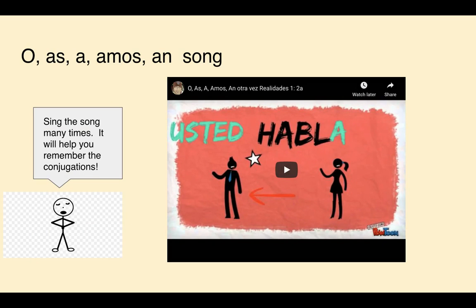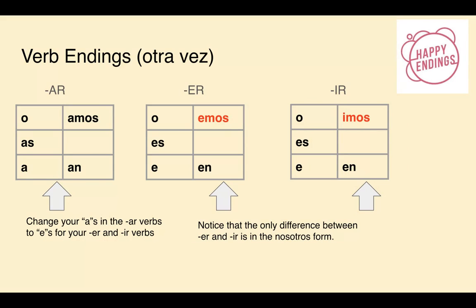Some of you may remember this song from last year. O, as, a, amos, an. Otra vez. Okay? So I would encourage you, especially if verb conjugating is not your strongest suit, to go back to the regular PowerPoint and find this song and play it over and over. It gets you the endings in order, has you practicing conjugations with it. Once again, here are your endings because you're going to be using them.